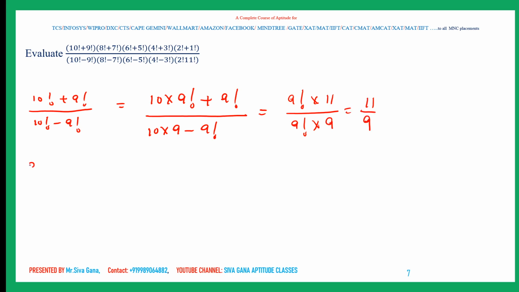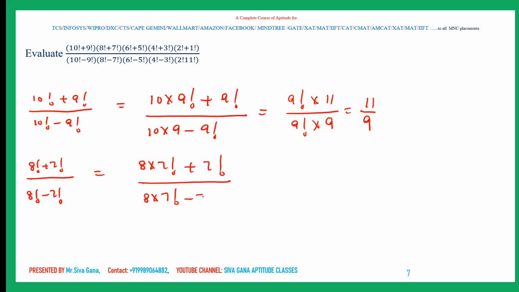Now the next fraction is 8 factorial plus 7 factorial divided by 8 factorial minus 7 factorial. 8 factorial can be written as 8 into 7 factorial, plus 7 factorial, divided by 8 into 7 factorial minus 7 factorial. If you take 7 factorial as common, 7 factorial into 8 plus 1 is 9, divided by 7 factorial into the denominator.